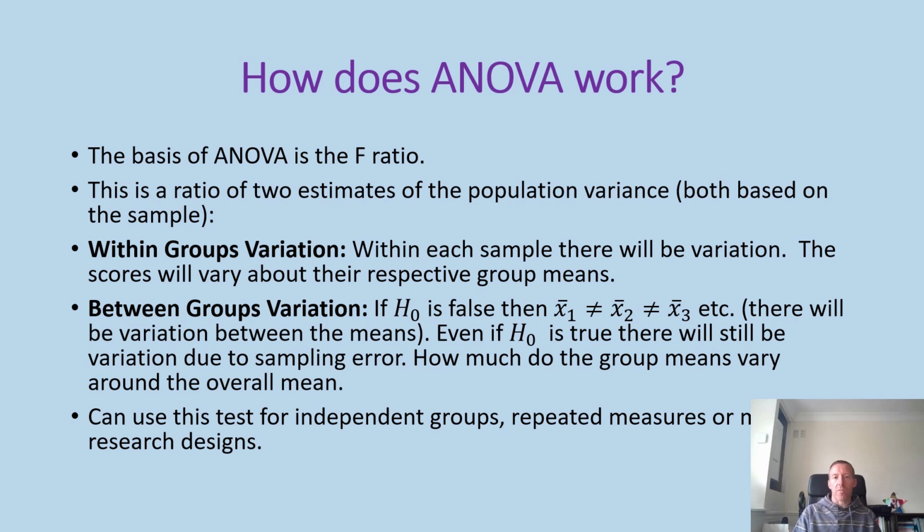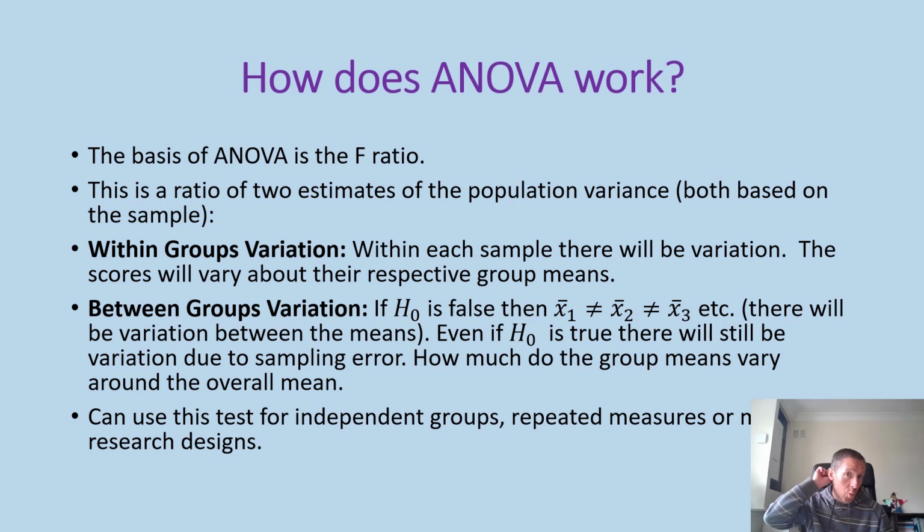The basis of ANOVA is the F ratio. This is a ratio of 2 estimates of population variance, both based on the sample. The first is the within groups variation, or within groups variance or error. Within each sample there will be variation, which is how much the scores vary around their respective group means. So if we've got 3 groups, we work out the mean of each group, and scores will vary around those means. That's the within groups variation, often referred to as the error variance, or the mean squared error in the case of ANOVA. I'll say more about that in a sec.